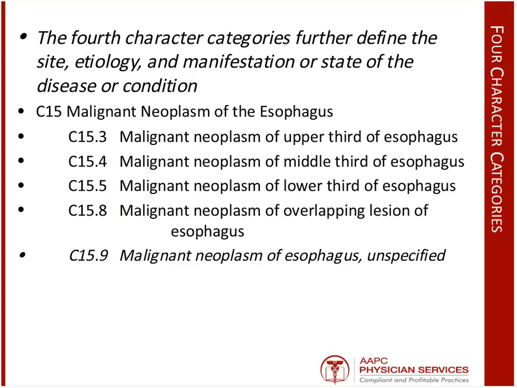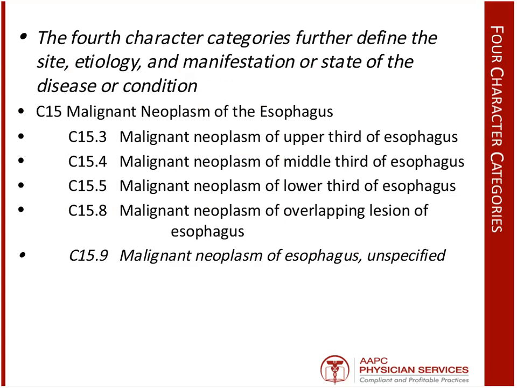And then we have C15.3 if it's of the upper third of the esophagus, C15.4 if it's the middle third, C15.5 if it's the lower third, and then C15.8 if it's overlapping portions or thirds of the esophagus. So it's in the upper and the middle. And then C15.9 would be if it just says CA esophagus, and we don't know.